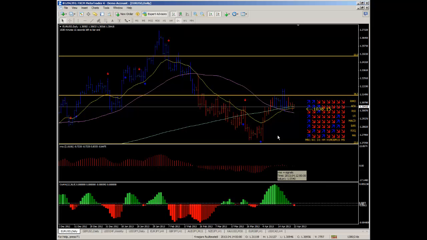RMO undecided. You can see quite clearly when we're in a nice strong trend up or down, the RMO is very directional.